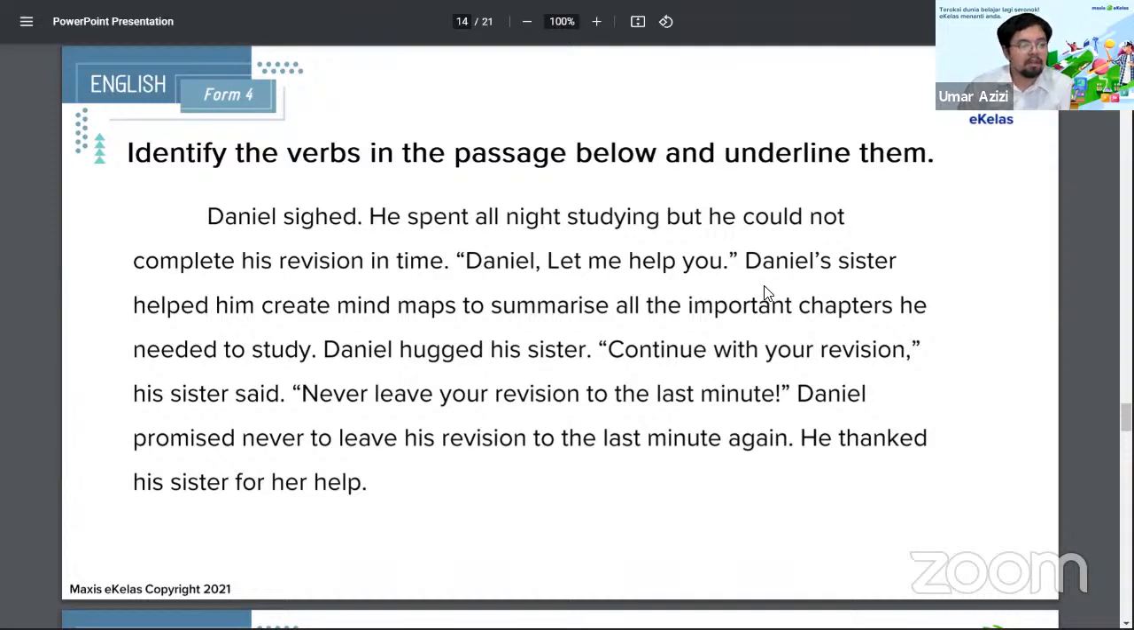Can you find any more verbs in the passage? An easy one to find is the past tense ones because all you have to do is look for ed at the end of the word. Can anyone find any of the verbs in the passage? Anyone? Can you?